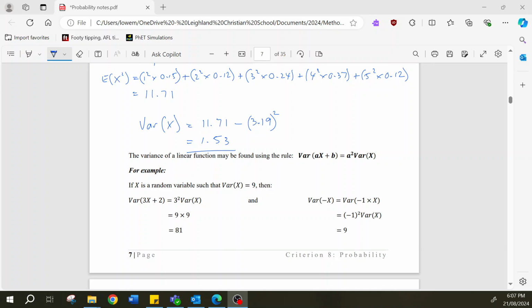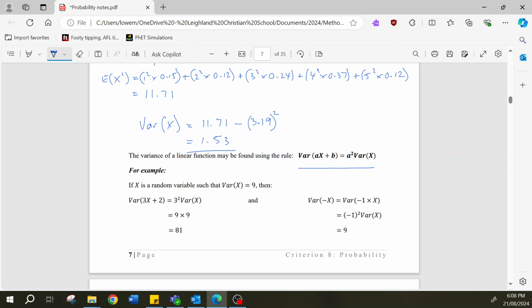Now, something to be aware of is that if we have a linear function that we're working with, like we saw previously in the example with the salary, the variance can be found by using this particular rule. So the variance of ax plus b can be abbreviated to a squared times the variance of x. Okay, so if we've got something like variance of 3x plus 2, then we can square the 3 multiplied by the variance of x to give us 81.